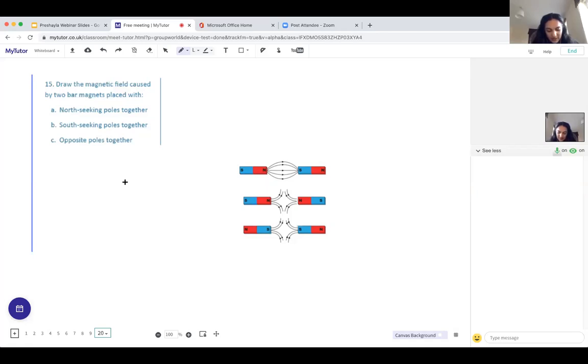Are there east and west poles as well? No, there's no east and west poles for magnets, but on a compass there are. But that's got nothing to do with magnets. It's just halfway between north and south.